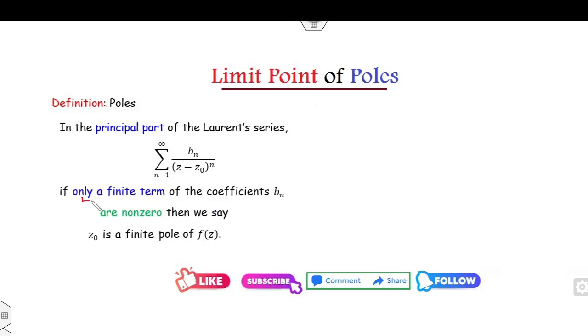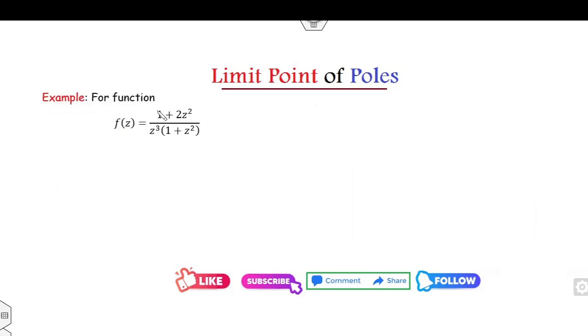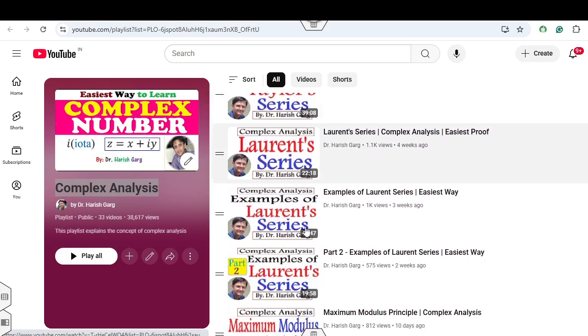Or you can say, if we consider a finite number of coefficients bn, then z0 is a finite pole of the analytic function. In other words, if bk is non-zero and bn is 0 for all n greater than k, then we can say that z0 is a pole of order k. For example, consider the function f of z, which you can expand with the help of the Laurent series. For more details, you can watch my lecture on the Laurent series, on how you can expand a function with its help.